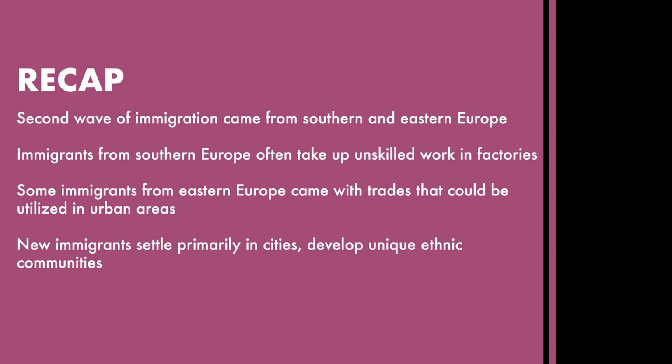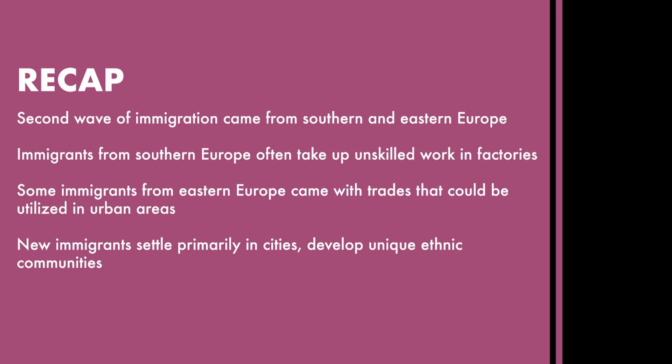And finally, here's the recap. A second wave of immigration came from Southern and Eastern Europe. Immigrants from Southern Europe often take up unskilled work in factories. Immigrants from Eastern Europe had come with trades that could have been utilized in urban areas. And finally, new immigrants settled primarily in cities and developed unique ethnic communities.